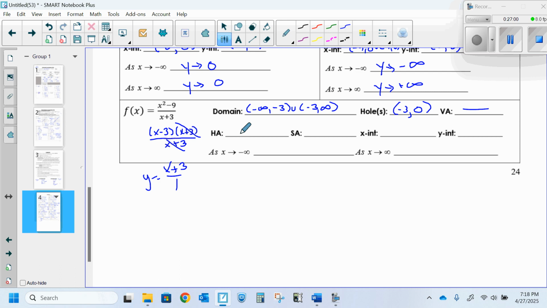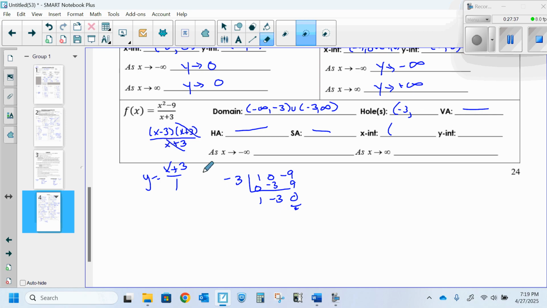No verticals. Horizontal, it is top heavy. The degree of the top is 1 bigger than the degree of the bottom. Let's check for a slant. Don't forget to plug the 0 in for the linear term. We got 0 as a remainder, so there's no slant either. X-intercept, zeros of the simplified, that's not x plus 3. I messed up. Sorry, messed up again. I wrote that wrong. You probably caught that.